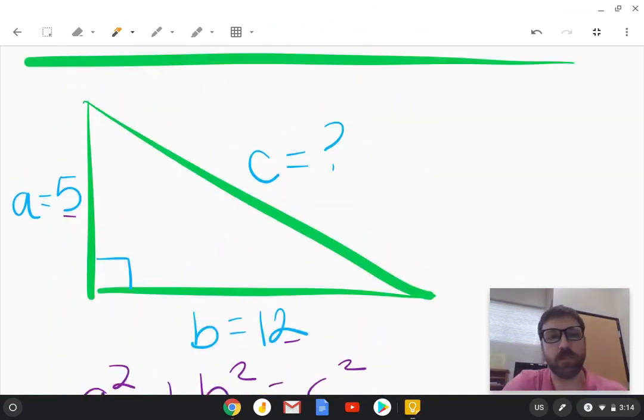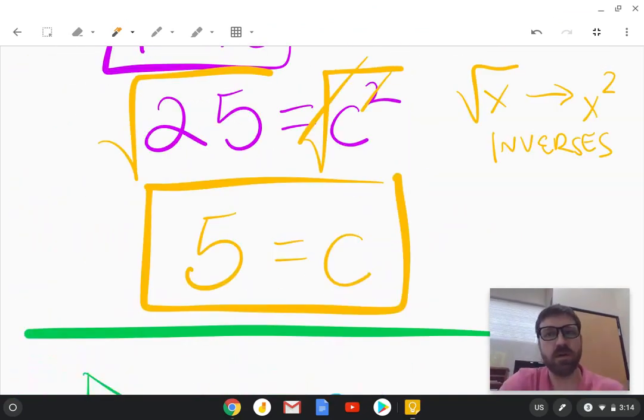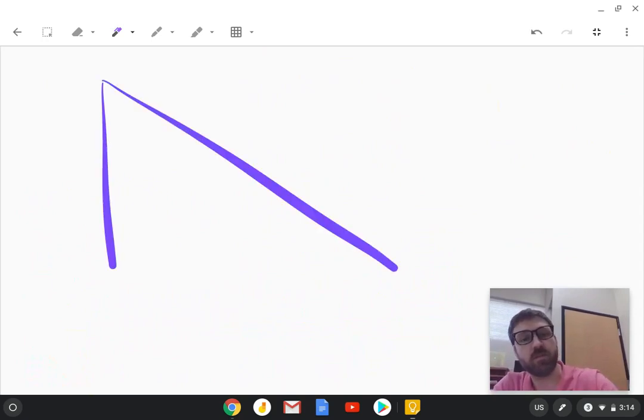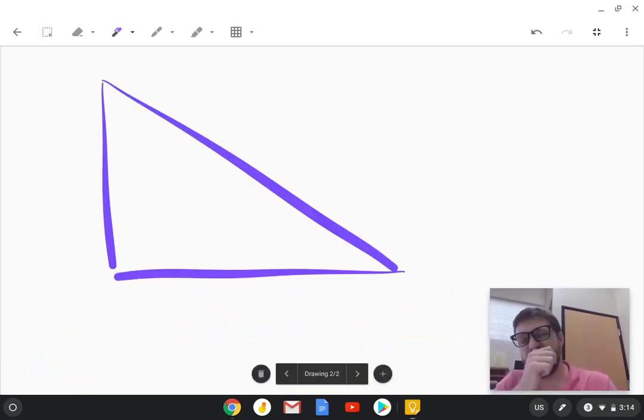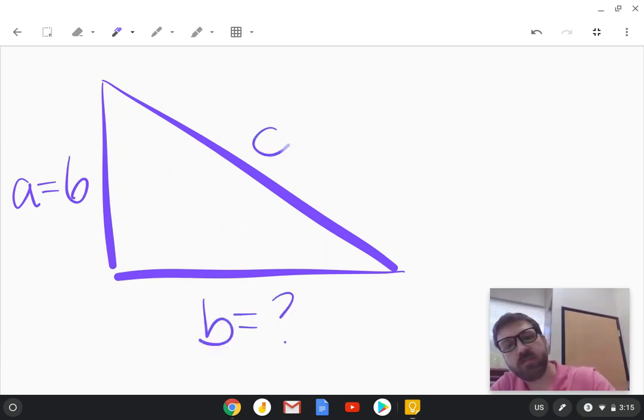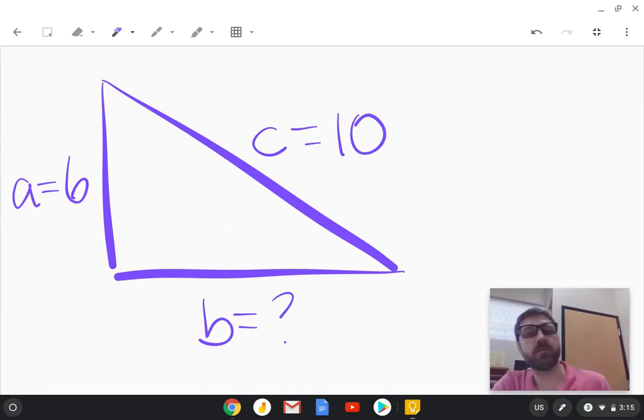So that's pretty much what you're doing anytime you're looking for the hypotenuse. So notice in both of these examples, C was the thing that we didn't know. So let's do a couple where we know what C is, but we don't know one of the other values. If we don't know one of the other values, we're going to have a slightly different situation. So let's say we have A equals 6, B equals, we don't know, and C equals 10.